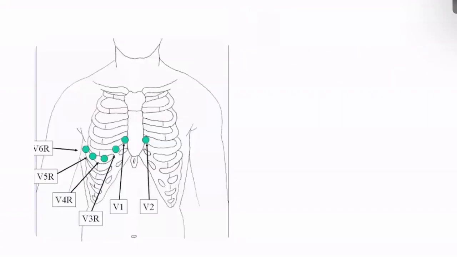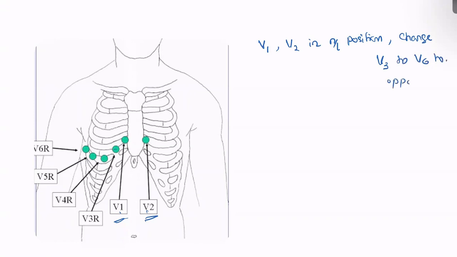Another one is to keep the position of V1 and V2, because they are in the same position. So keep V1 and V2 in their own position, and change V3 to V6 to the opposite sides. So we use V3R to V6R. We can record the right-sided leads with this method too.